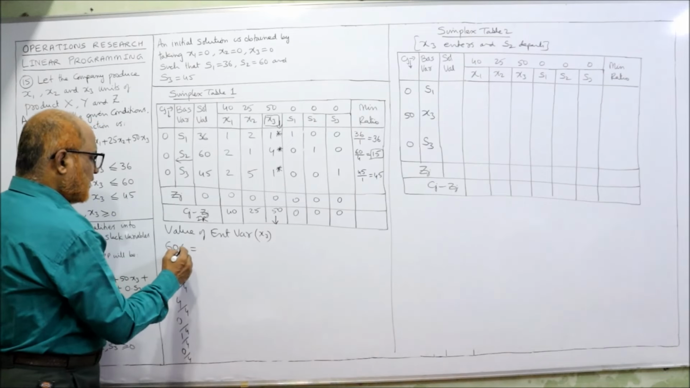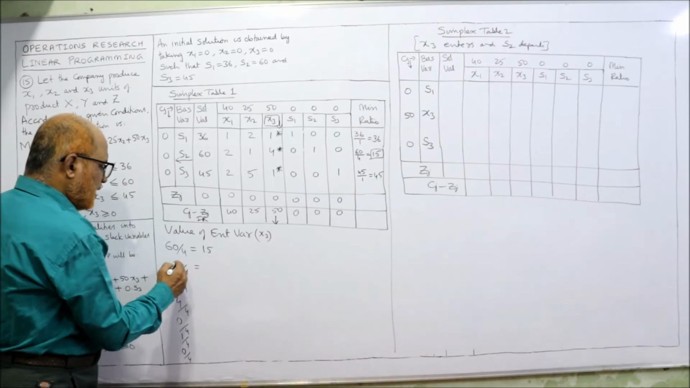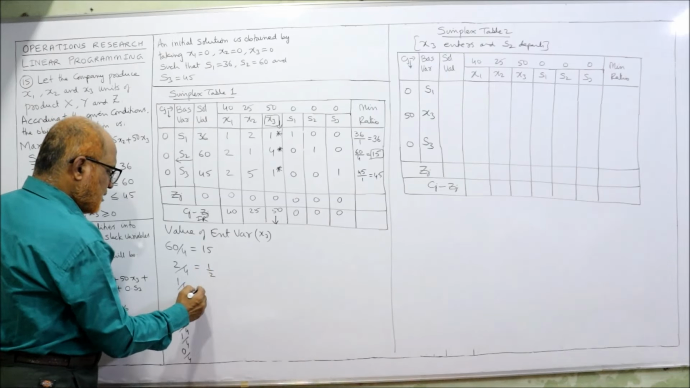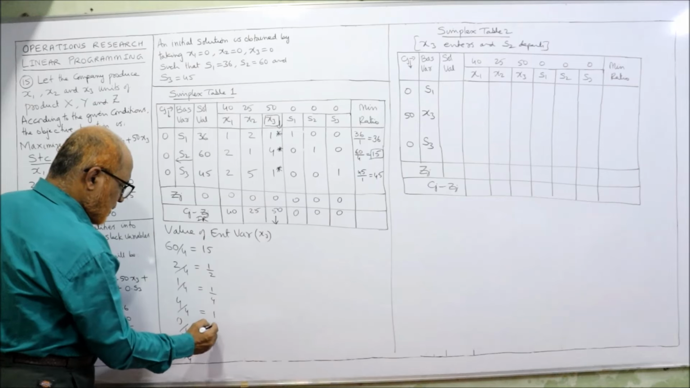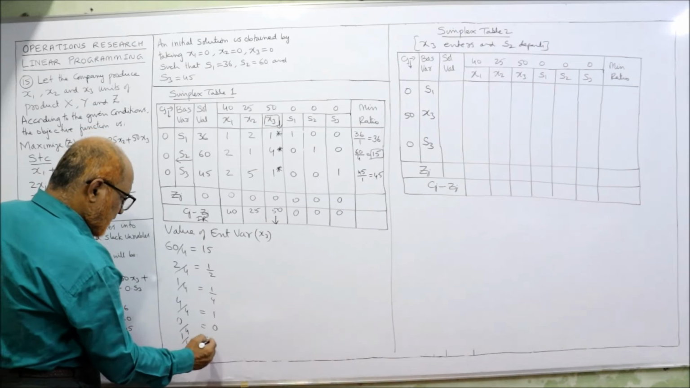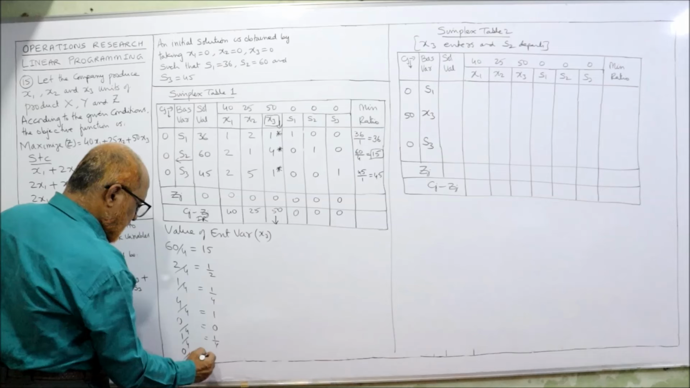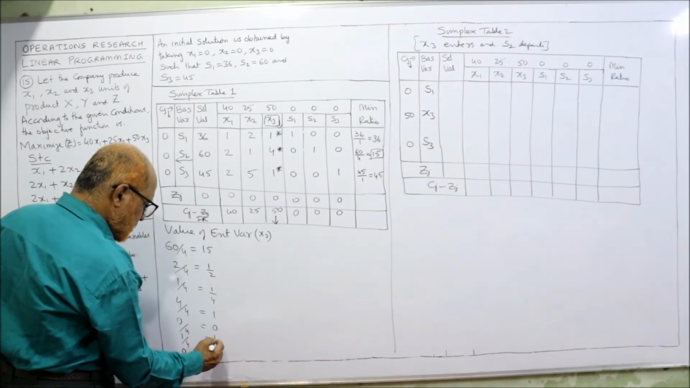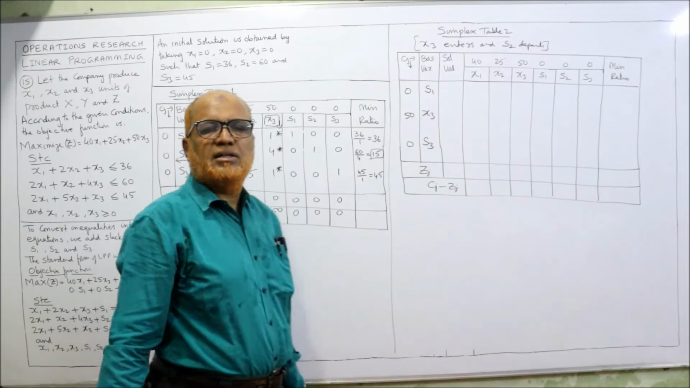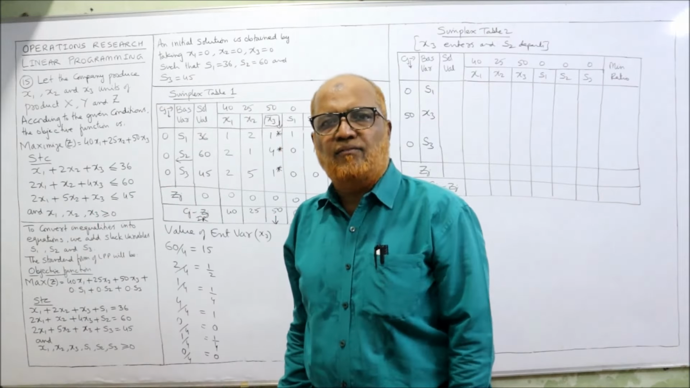Now 60 divided by 4 is 15. 2 divided by 4 is 1 by 2. This is 1 by 4. This is 4 by 4 is 1. 0 by 4 is 0. 1 divided by 4 is 1 by 4. And lastly, 0 divided by 4 is 0. That's all. So we got the values of the entering variable.